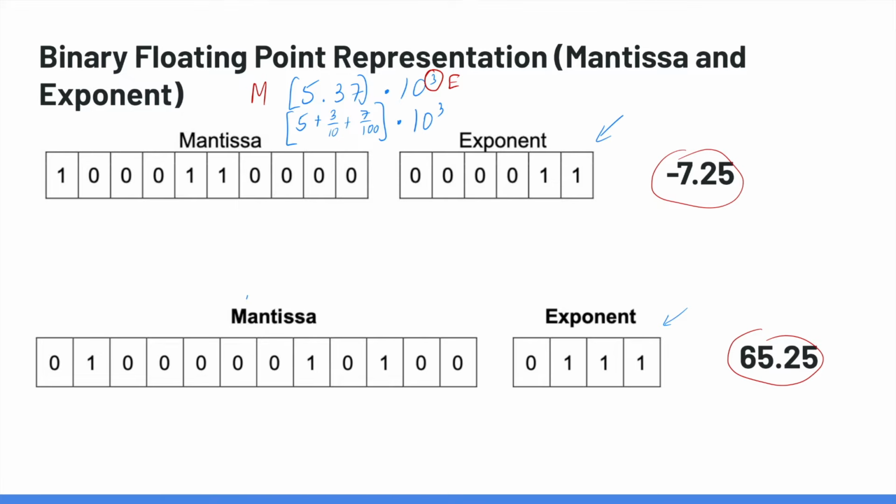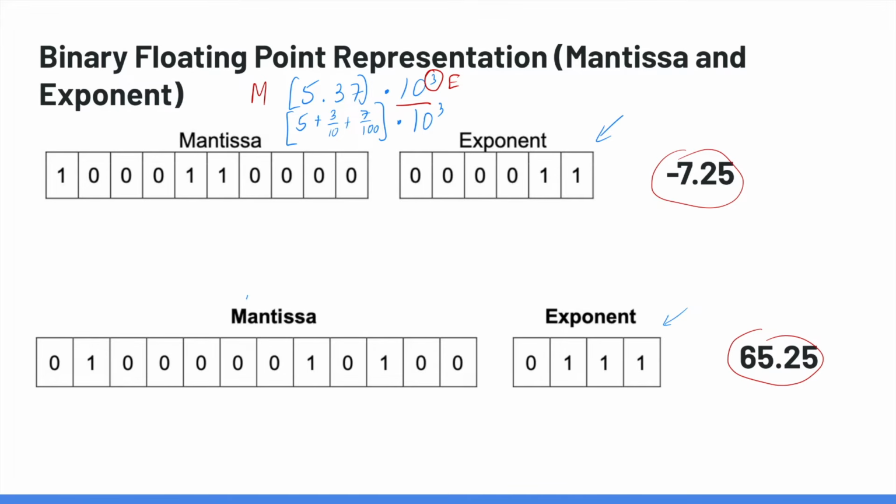Now, the difference between scientific notation and floating point representation is that scientific notation is inherently in base 10 format. So it's representing a denary number, which is why we're multiplying times 10 to the power of something. But with the mantissa, things are going to look a little bit different.